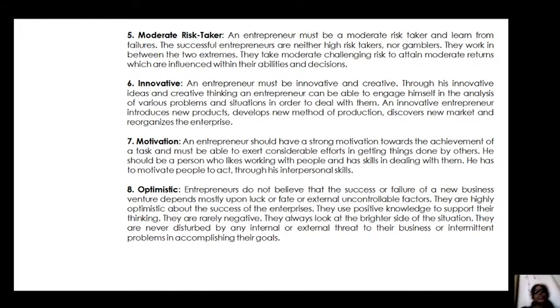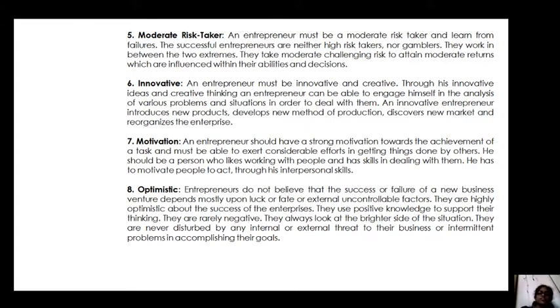Innovative. An entrepreneur must be innovative and creative. Okay, he should use new ideas for his business. Through his innovative ideas and creative thinking, an entrepreneur can engage himself in the analysis of various problems and situations in order to deal with them. An innovative entrepreneur introduces new products, develops new methods of production, discovers new markets, and reorganizes the enterprise.